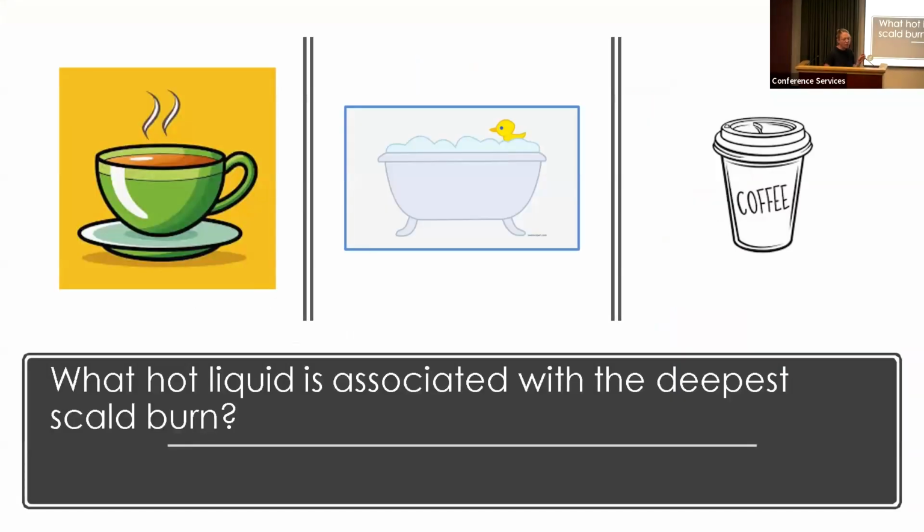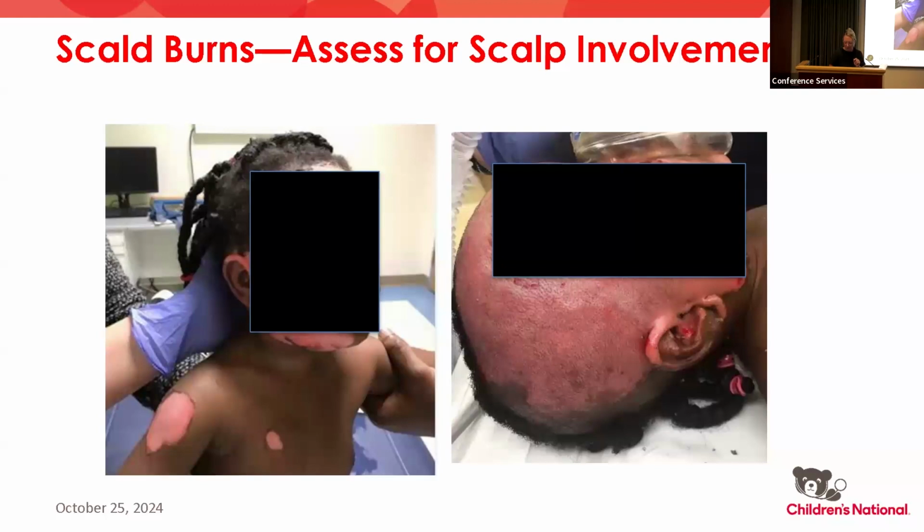So question for you guys, which hot liquid is associated with the deepest scald burn? Tea, bath water, or coffee? Who thinks it's tea? Bath water. Okay, coffee. We actually see tea most often. Sorry, let me go back. So tea.